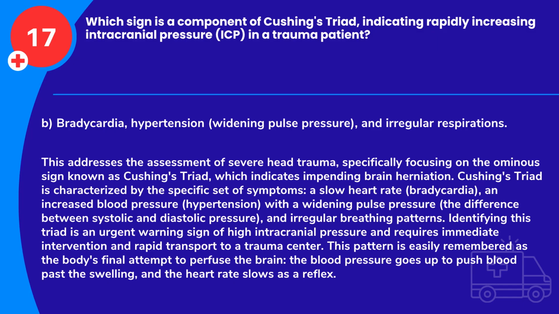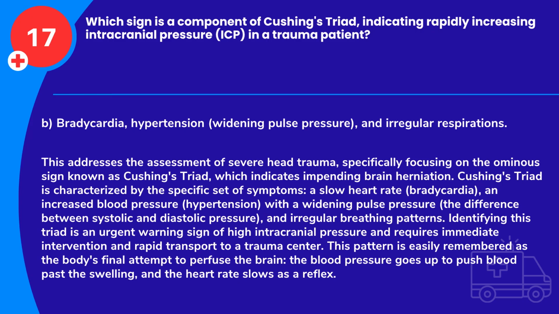This addresses the assessment of severe head trauma, specifically focusing on the ominous sign known as Cushing's triad, which indicates impending brain herniation. Cushing's triad is characterized by a specific set of symptoms: a slow heart rate, bradycardia, an increased blood pressure, hypertension with a widening pulse pressure, the difference between systolic and diastolic pressure, and irregular breathing patterns.